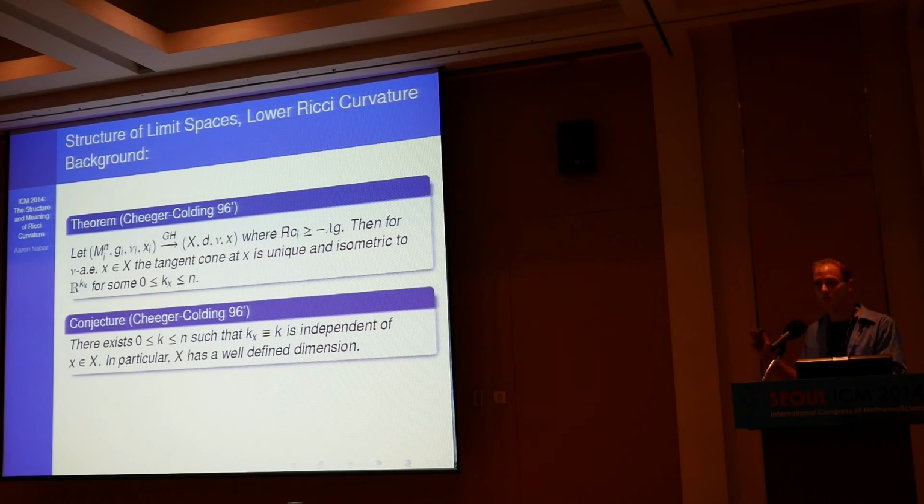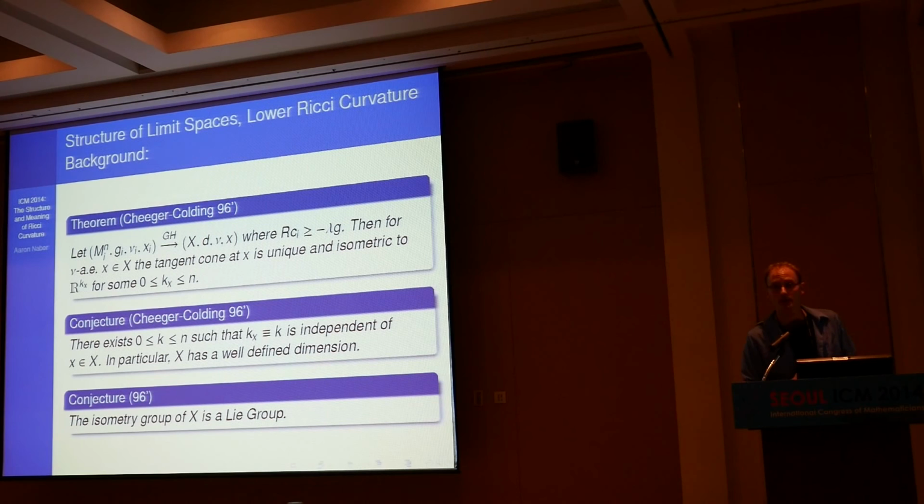We'll focus on that for a few minutes, but now I'll just throw out that there's a related conjecture that doesn't sound like it has anything to do with this, but it is actually very closely tied. And that is the fact that the isometry group of such a limit space is supposed to be a Lie group. So isometry groups should not be awfully behaved either. These two questions look kind of independent, but turn out to have some connection to each other.